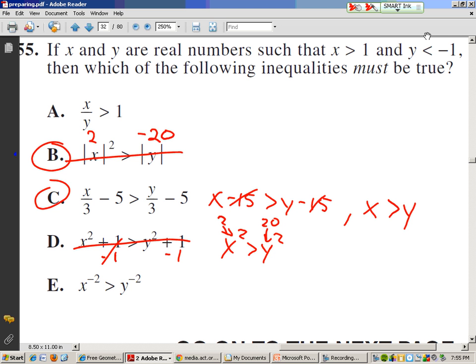And x to the negative 2 greater than y to the negative 2 is 1 over x squared is greater than 1 over y squared, which is still the same thing. If I make y smaller than x, then their final values would not satisfy. So this would not work either. Yeah, C is the right answer.